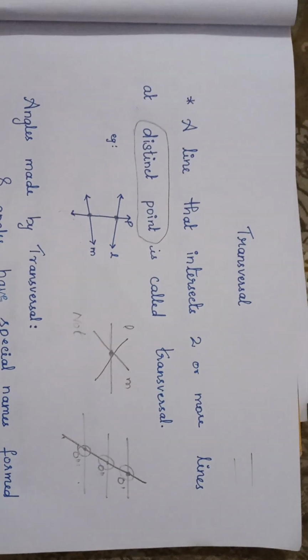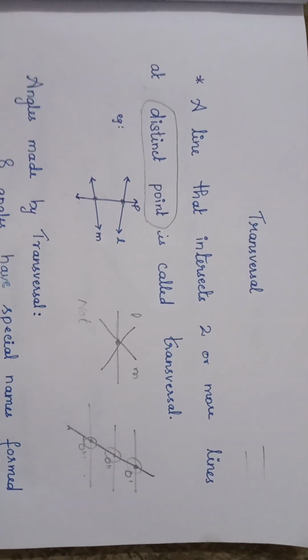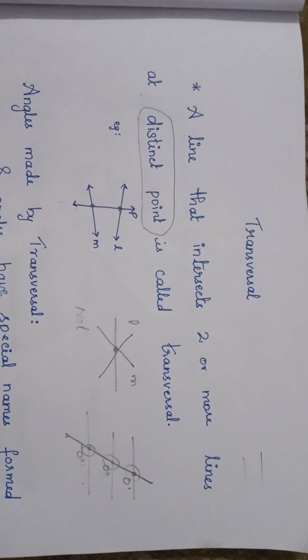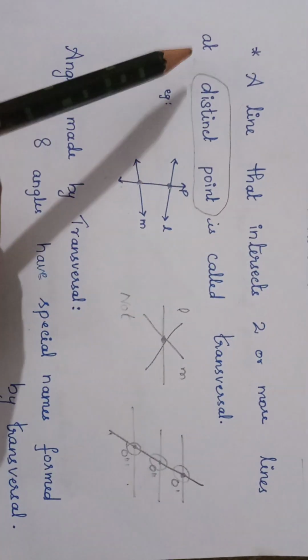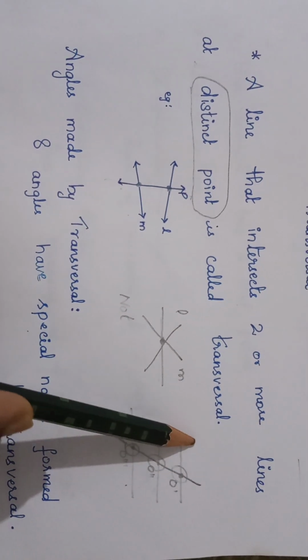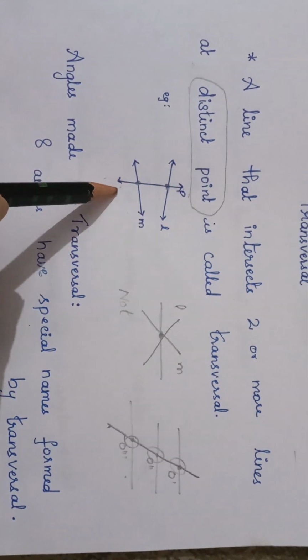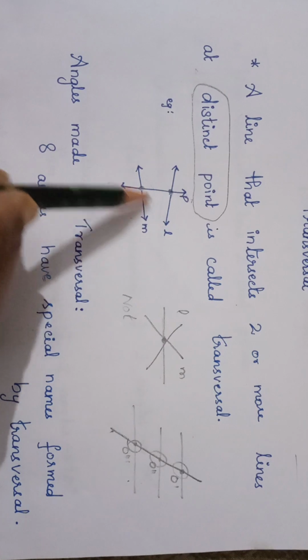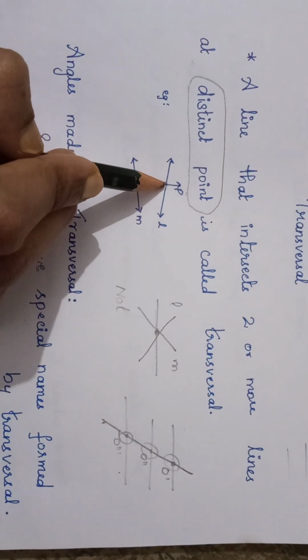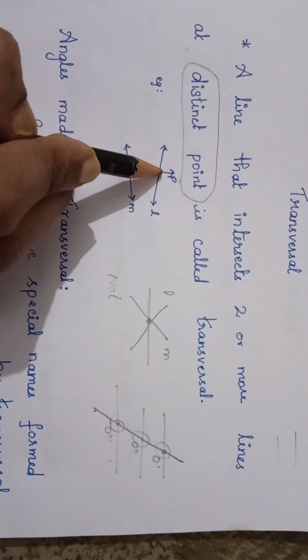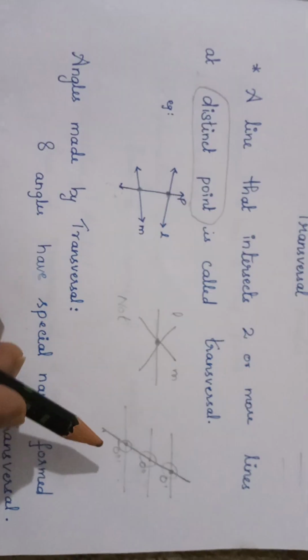In this chapter, lines and angles, we have a concept called transversal. Today we are going to see about transversal lines. A line that intersects two or more lines at distinct points is called a transversal. The line which is called a transversal should cut two or more lines at distinct points. The point should be unique. The point of intersection of the transversal and the line should be unique.